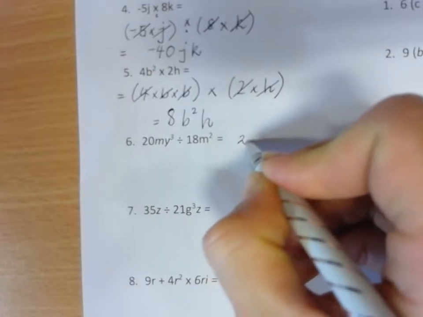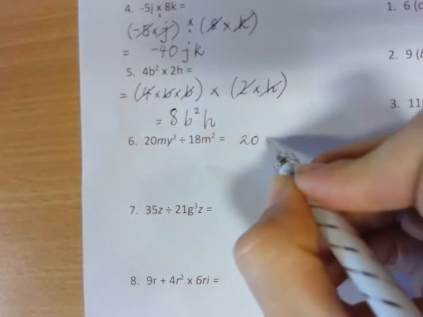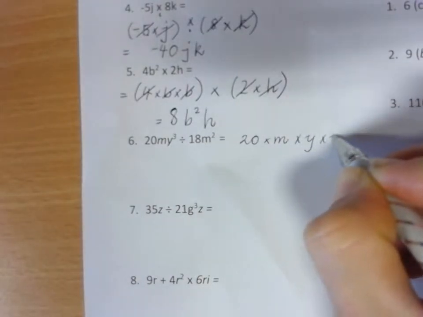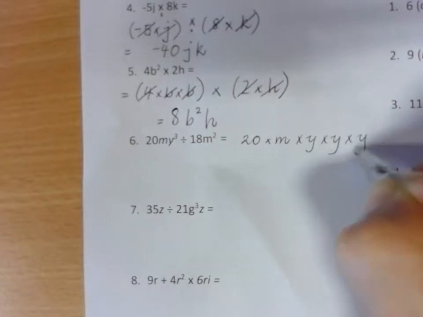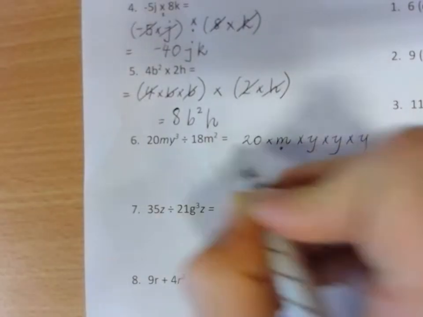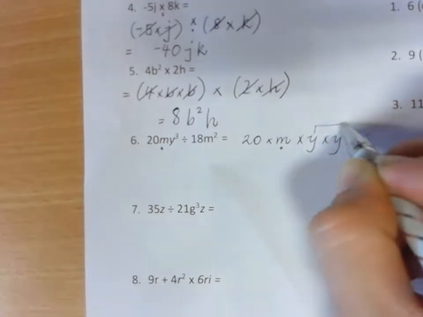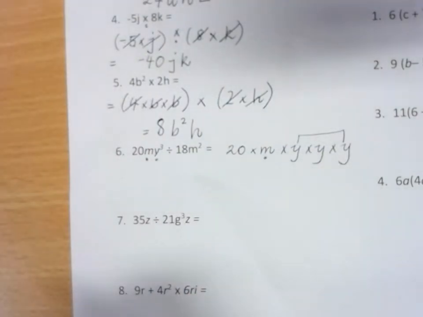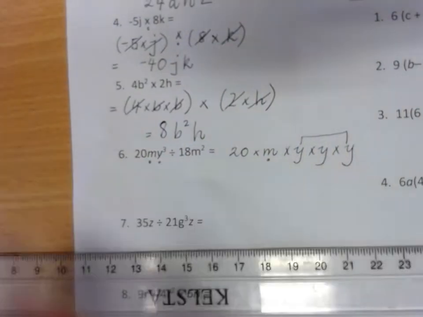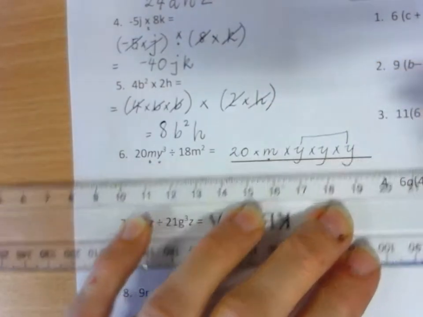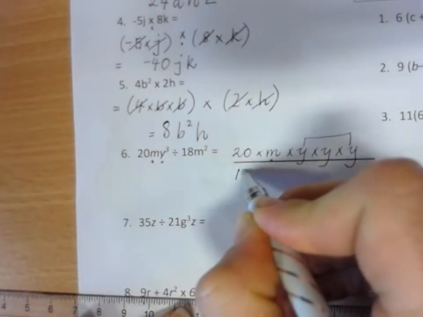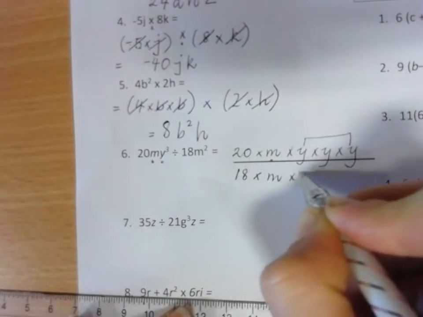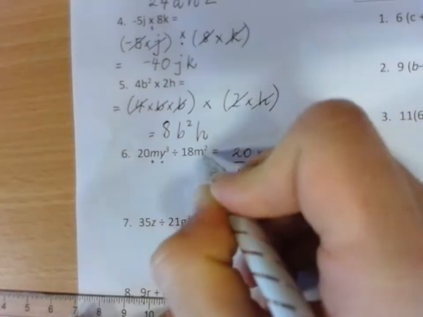So I always write mine as a division on top of each other. So it means 20 multiplied by m multiplied by y multiplied by y multiplied by y. Okay, this is your single m from here. This is your y cubed from here. Then you're going to guarantee your success, you write your division like a fraction really. 18 multiplied by m multiplied by m is your m squared from here.